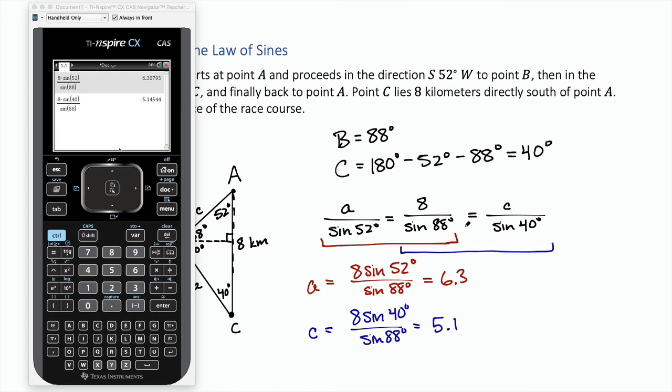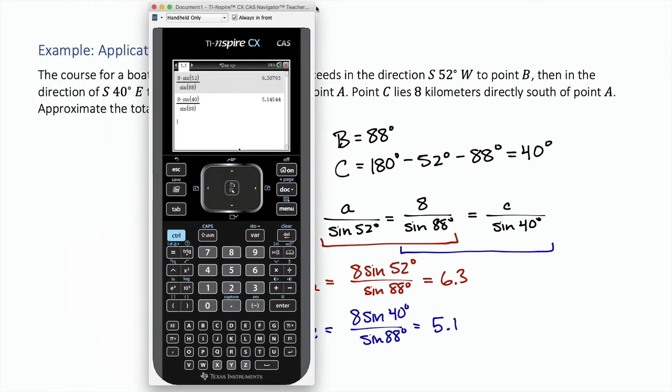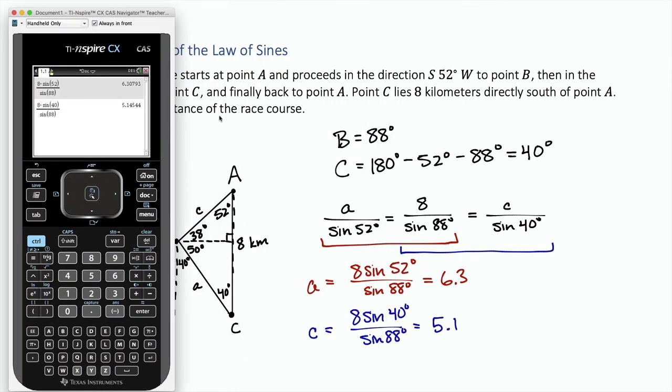Okay. We're looking for the approximate length or total distance of this race course. So we're just going to add our lengths together. We've got 8 plus, and I don't actually need to use the rounded forms. I can just go up and add both of those, plus those two lengths. And now for our final answer, rounding to 2 decimal places, we get about 19.45. And this is, of course, in kilometers, since that's what our lengths were being measured in.